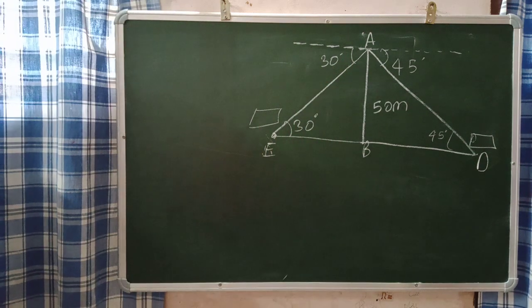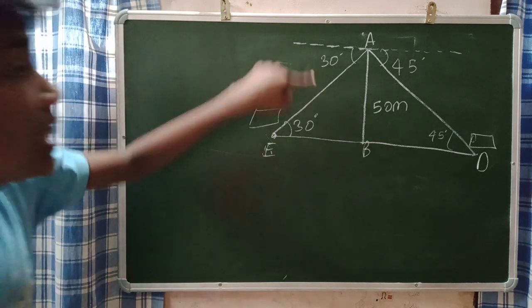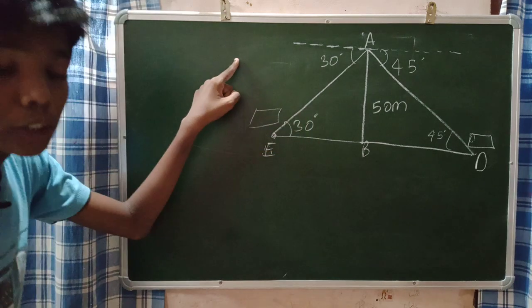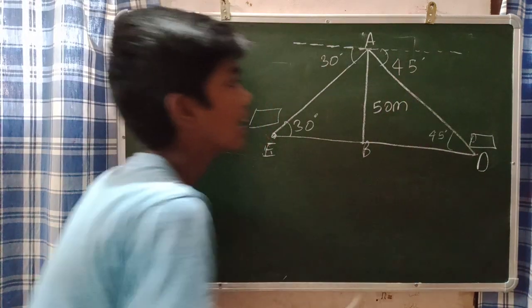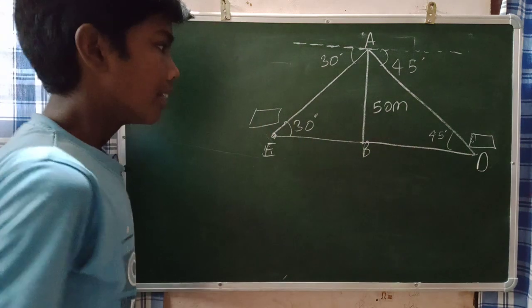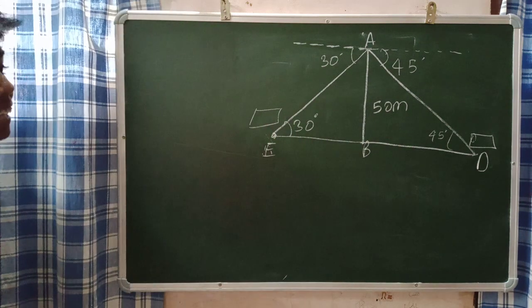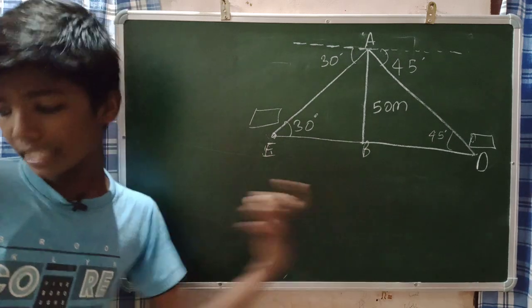Okay? Because using your parallel and transversal lines concept, these two angles are alternate interior angles, and this 45 degree, this 45 degree are alternate interior angles, and that's why I am saying this angle is 30 degree, this angle is 45 degree. Now, they are asking us the distance between these two cars.